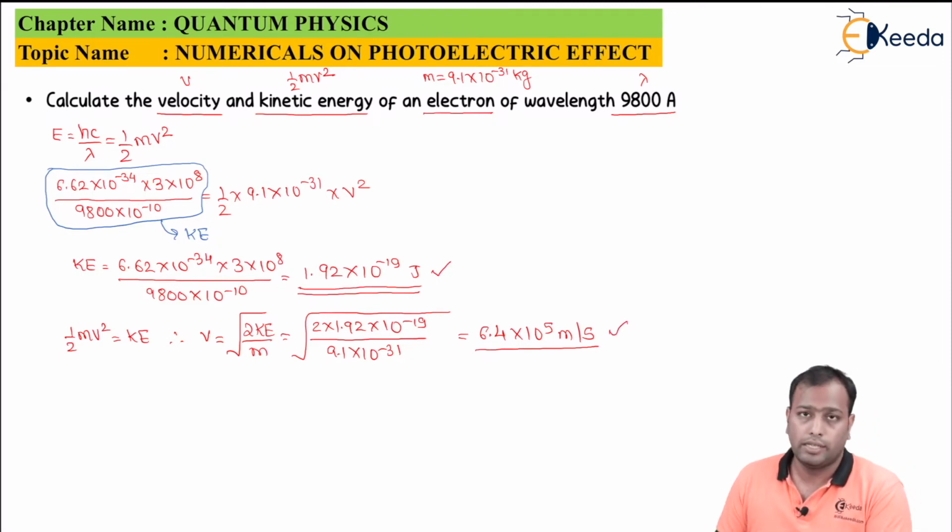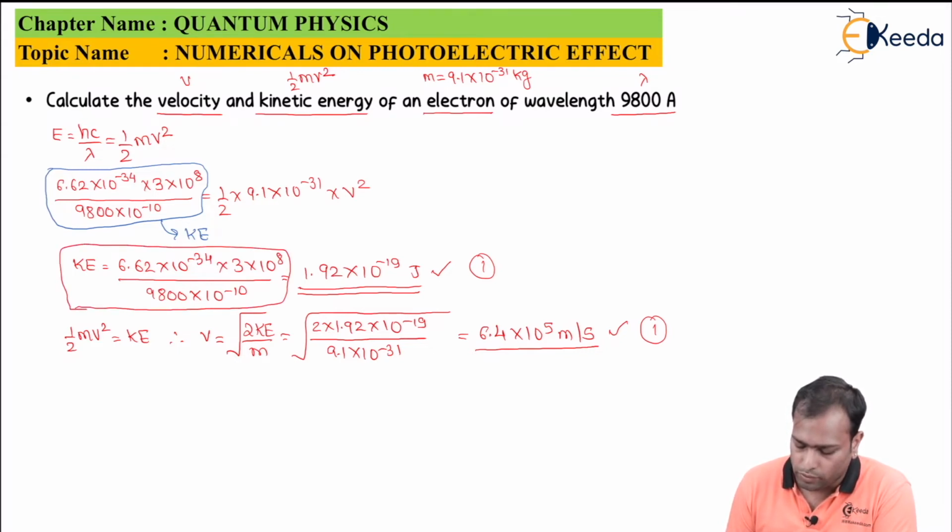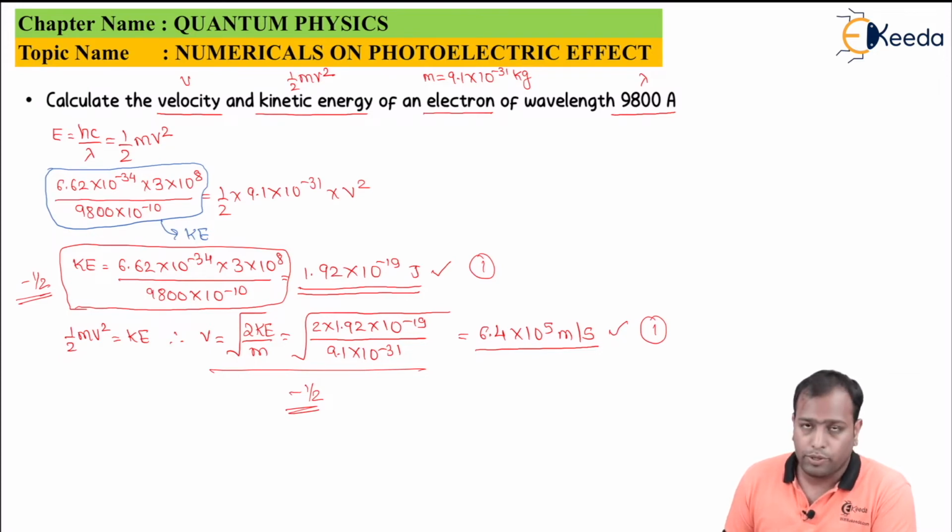Now, this is the numerical which usually appears for 2 marks. The marks distribution is 1 mark for this and 1 mark for this. Of course, as mentioned earlier, if you skip this step, you will be losing half mark. Of course, here if you lose this step, you'll be losing half mark. So writing the substitution step is very crucial for solving any kind of numericals in physics.